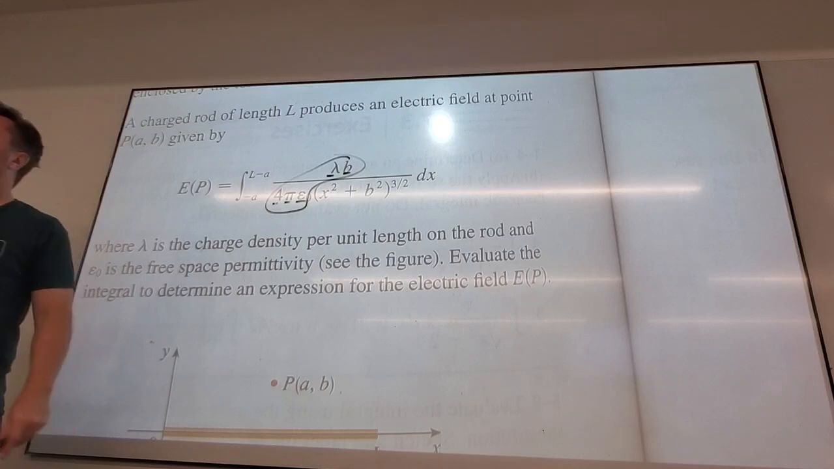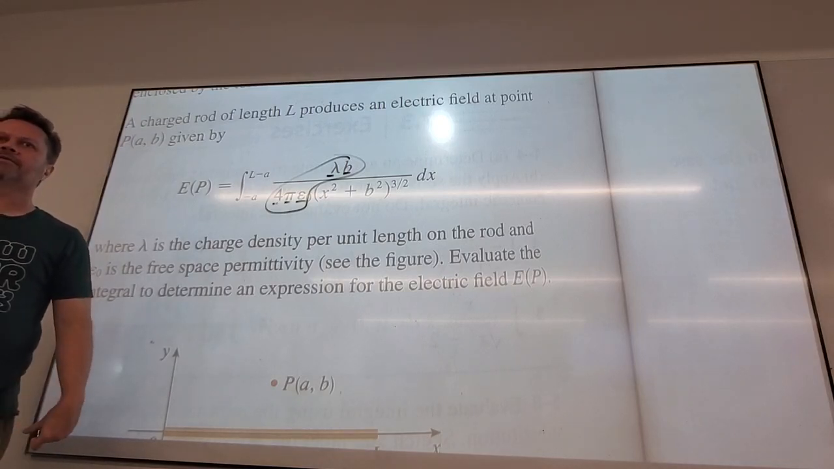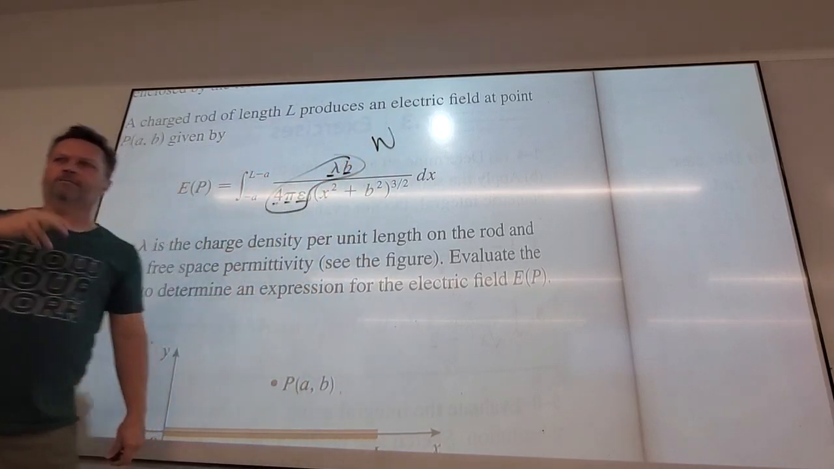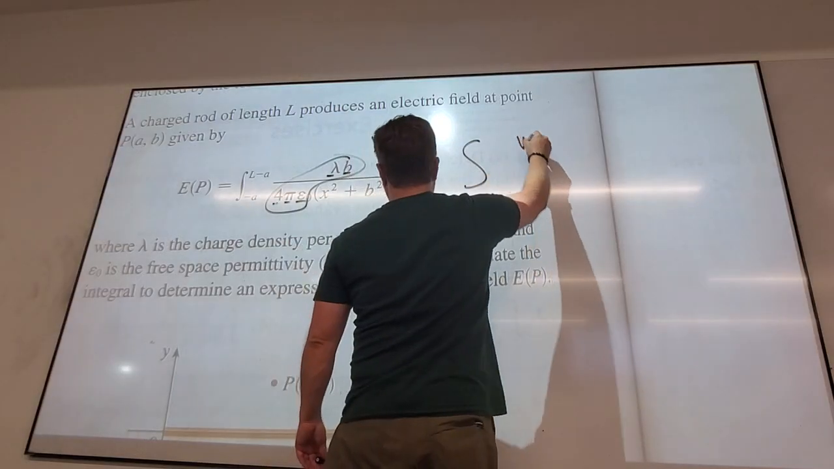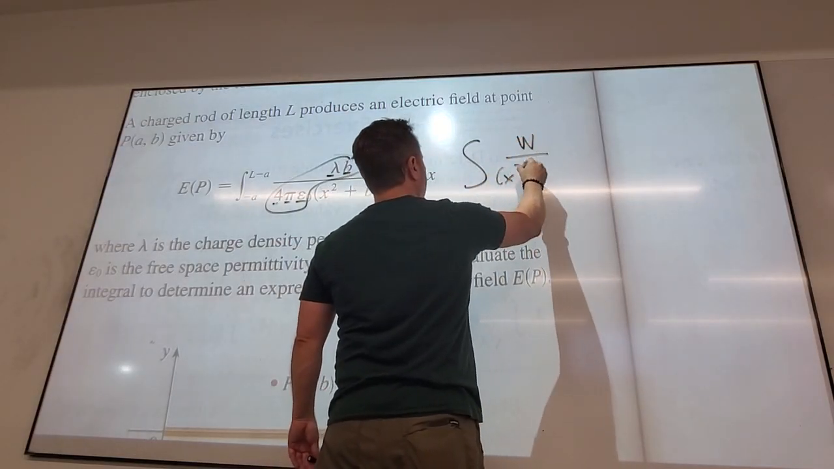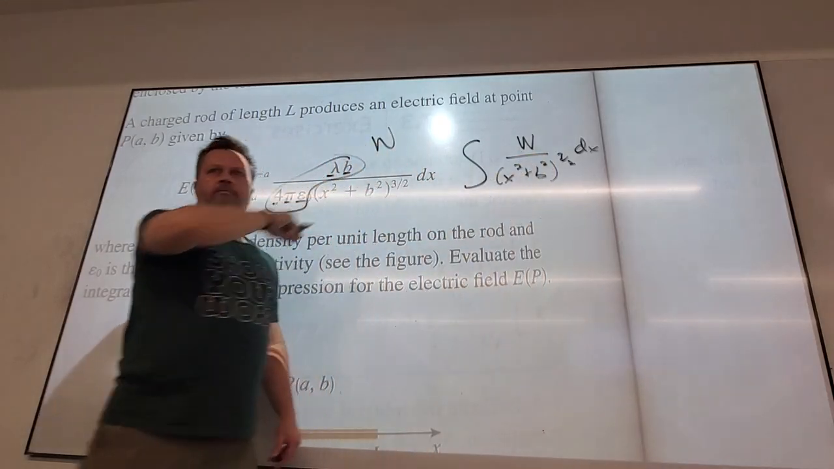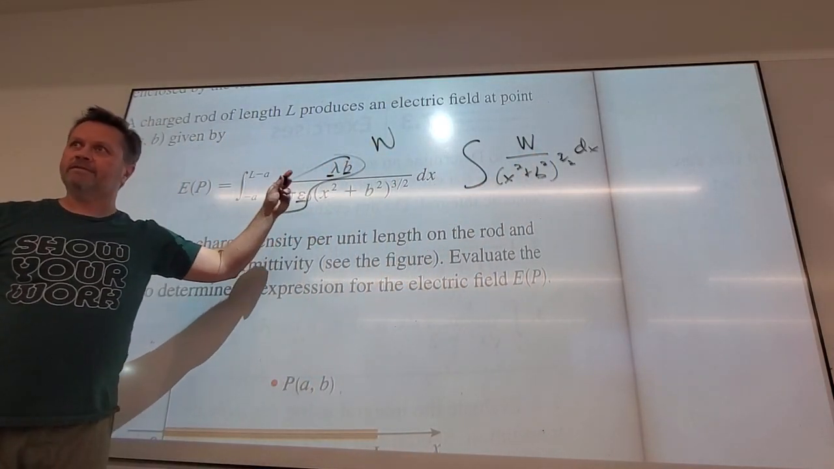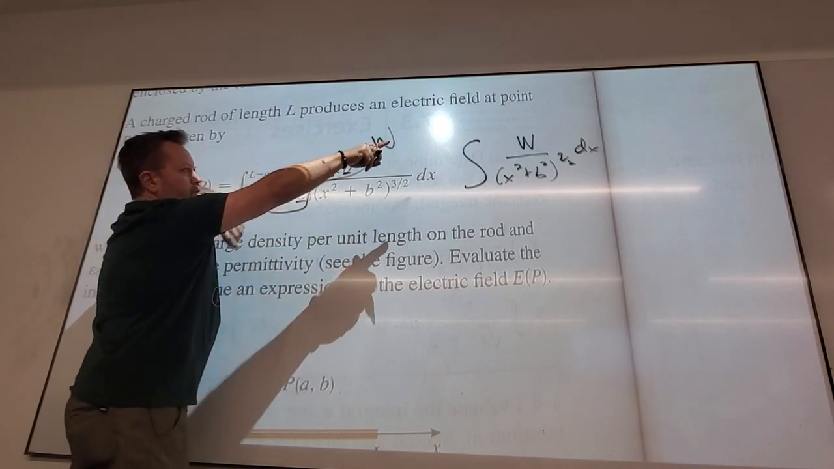Don't tell me what the number is because you don't have a clue, but what is it? It's some number, yes? So I'm going to call it w. So you can rewrite this whole thing as the integral of w over (x squared plus b squared) to the 3 halves dx. Does that look better than that? Does that mean the same thing as this? Yes. I've just collected all this, whatever this number is, and put it all together.